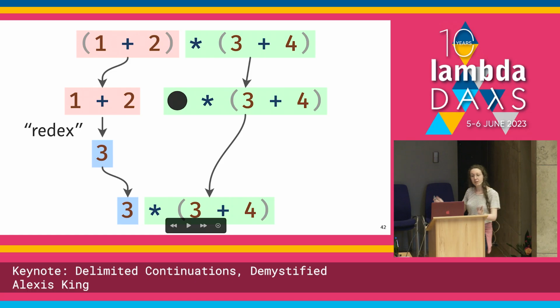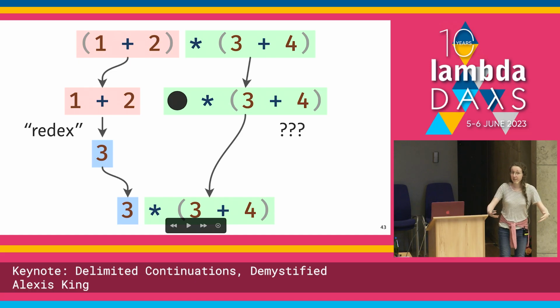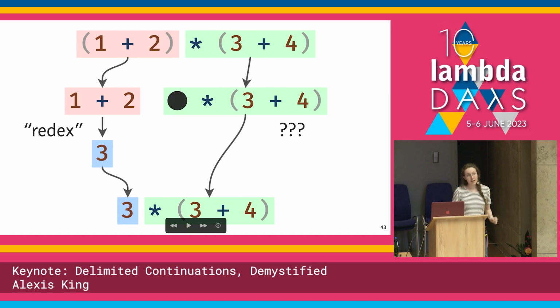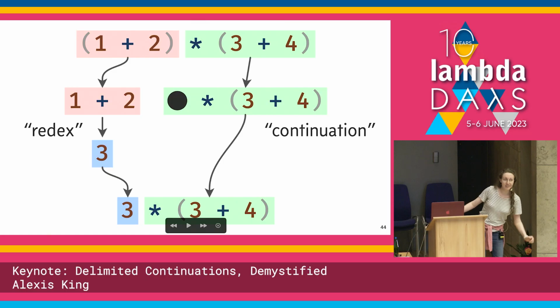And so for the bit on the right, what do we call that? Well, we could call it the context, but that would be kind of vague. We could call it the maybe evaluation context. That is actually a term that gets used. But another way to think about it is that it describes how to continue evaluation after we have taken a single step of reduction with the redex. And because it describes how to continue evaluation, we call it the continuation.